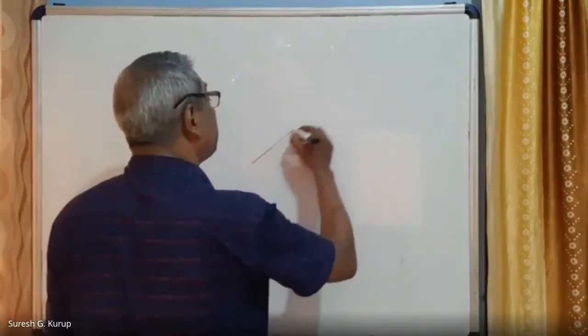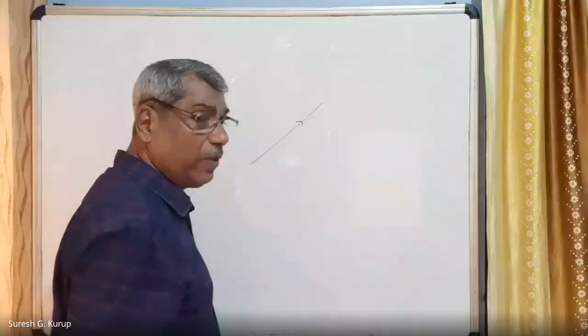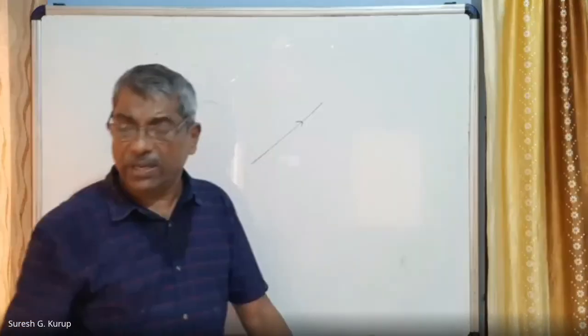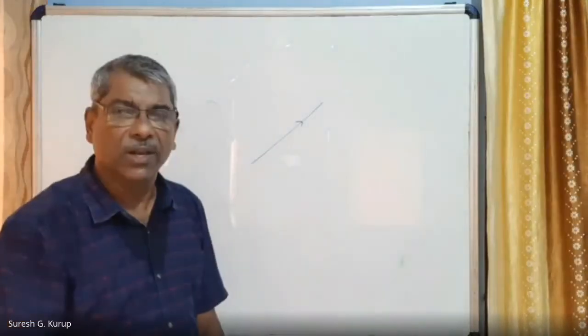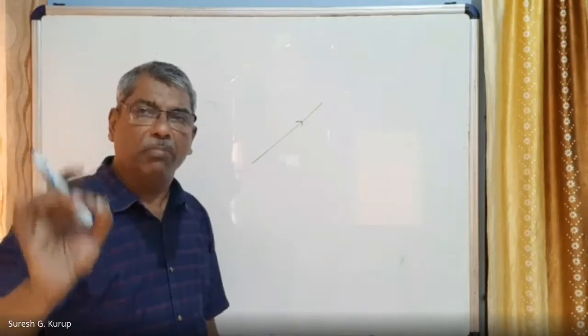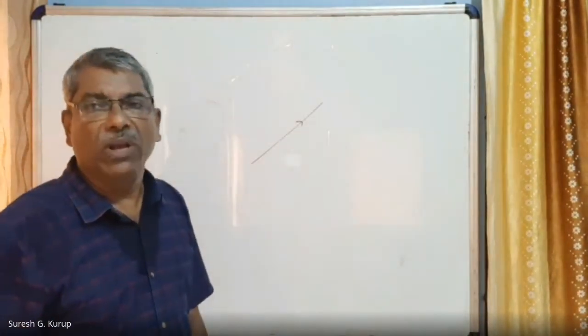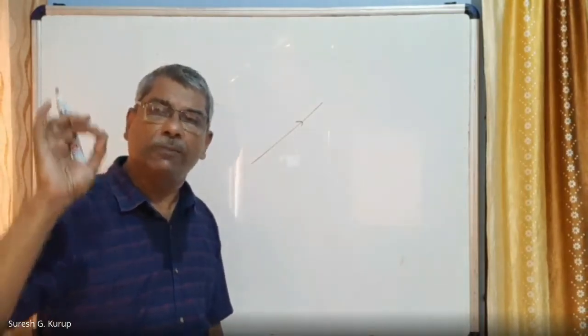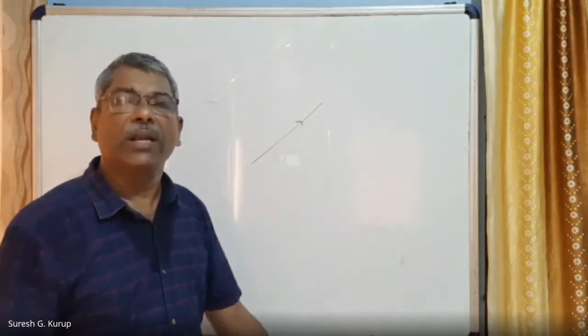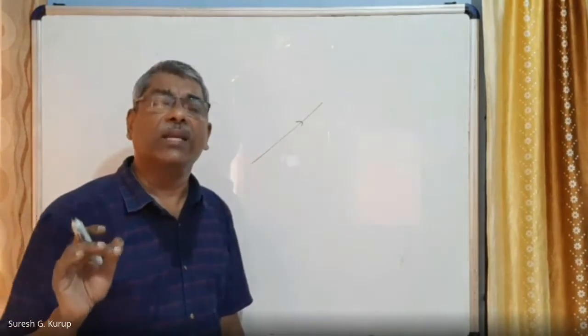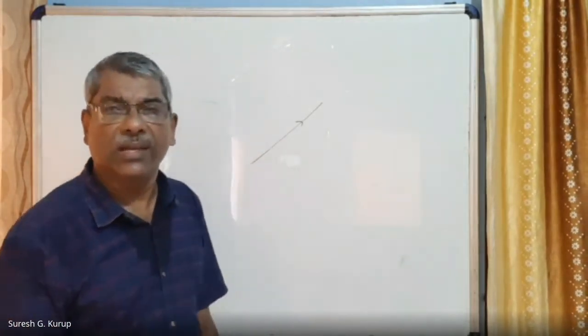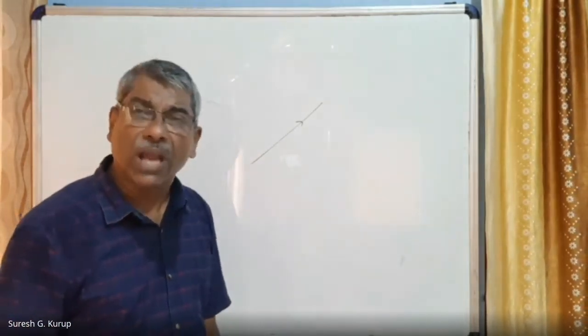We have a vector here. Now what we are going to do is split a vector into its components. When a vector is lying in a plane, it must have 2 components. When a vector is lying in space, it must have 3 dimensions. 3 dimensions means x-axis, y-axis, and z-axis. The vector must have 3 components.